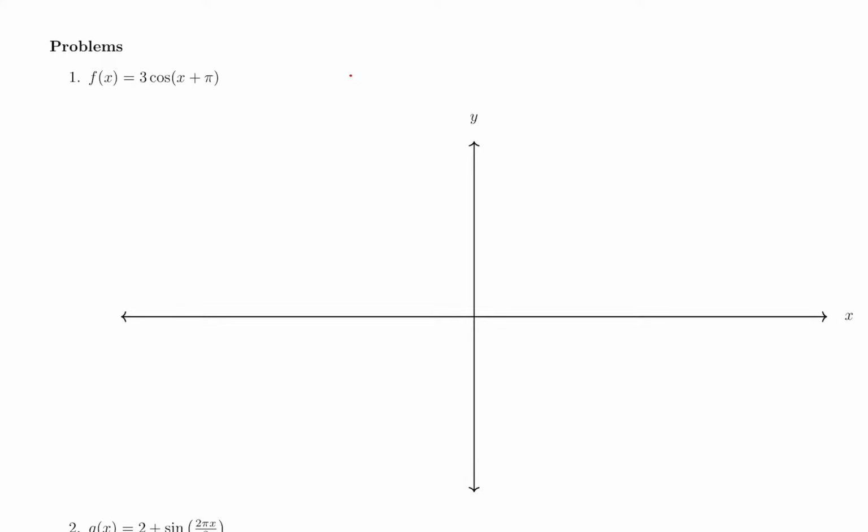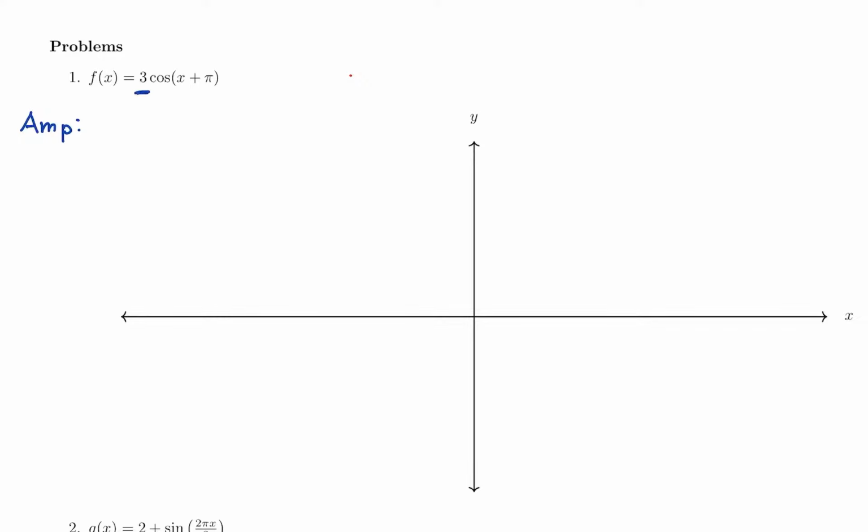Hello, in this video we're going to go over the problems from Algebra 3B, graphs of trig functions. So when we graph a trig function like this, 3 times cosine of x plus pi, first we need to label all the information from the given equation. So first, what is amplitude?